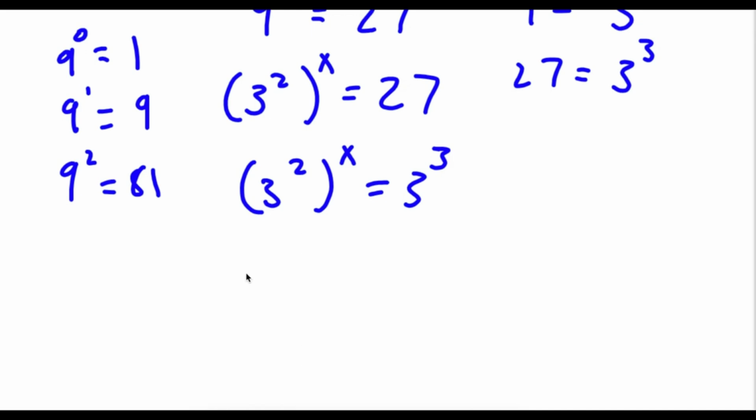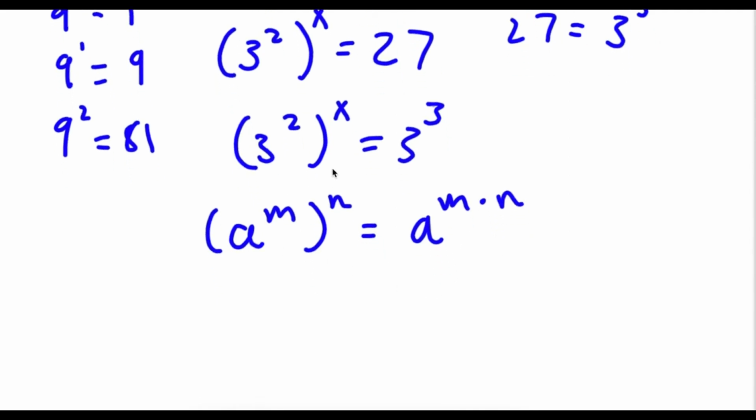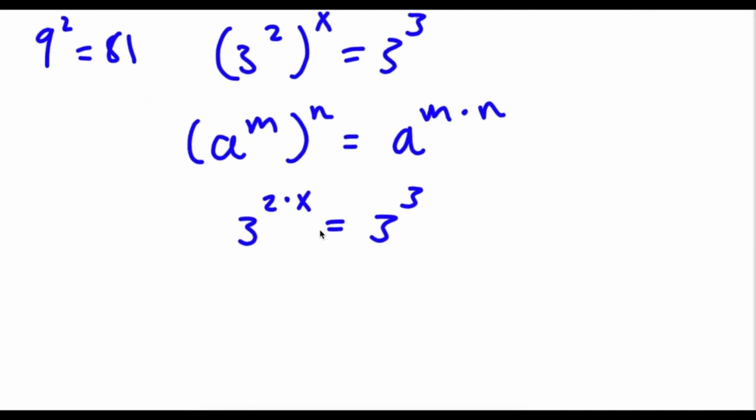Now, if I have something in the form a to the power of m to the power of n, this is equal to a to the power of m times n. So 3 to the power of 2 to the power of x is going to equal 3 to the power of 2 times x, which is equal to 3 to the power of 3. And 3 to the power of 2 times x is the same thing as 3 to the power of 2x, equal to 3 to the power of 3.